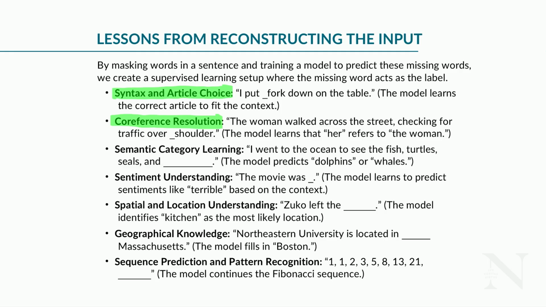Or co-reference resolution. For example, in the sentence, the woman walked across the street checking for traffic over her shoulder, the model learns that her refers to the woman. Or semantic category learning. In the sentence, I went to the ocean to see the fish, turtles, seals, the model predicts dolphins or whales, and additional tasks that these models can learn.